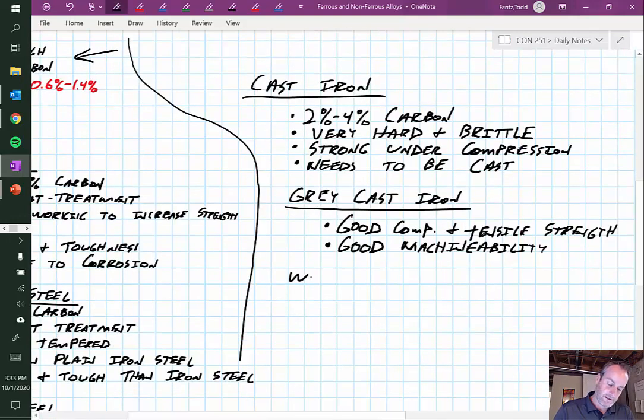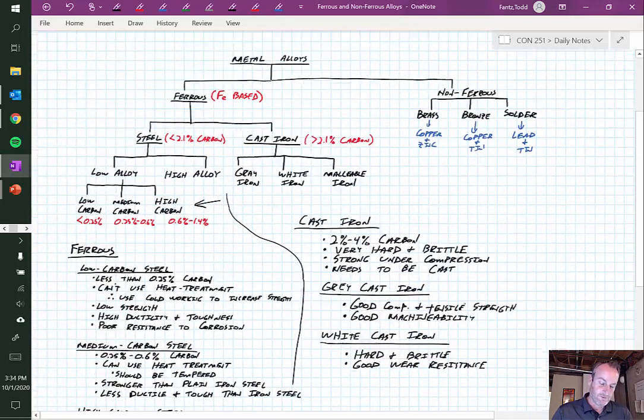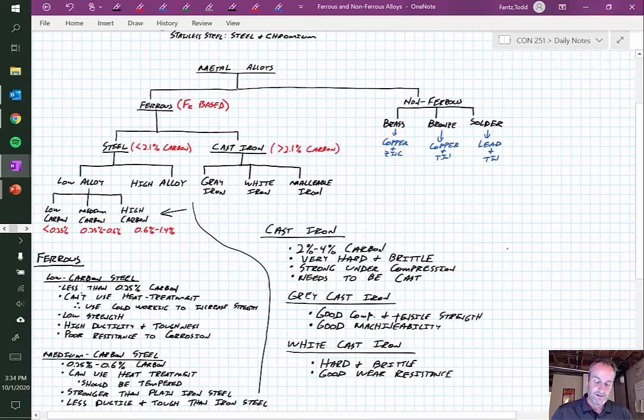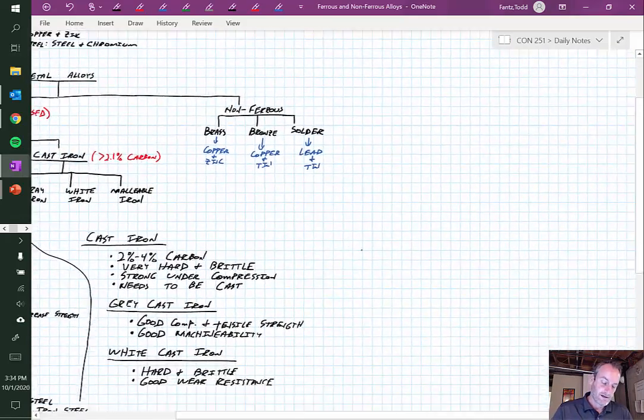And then on the other side, we have our white cast iron. White cast iron is hard and brittle. But its main characteristic that we'd be concerned about is it has good wear resistance. So that's all on this one side for ferrous. There's a ton of information. On the non-ferrous side, the only things I was really looking at were brass, bronze, and solder.